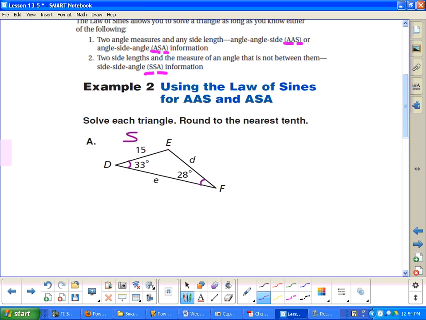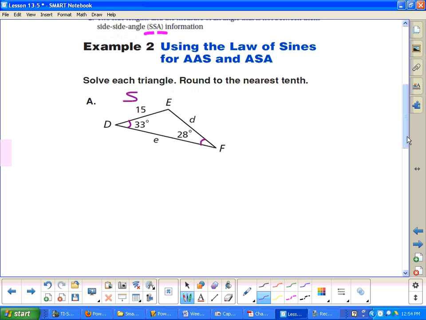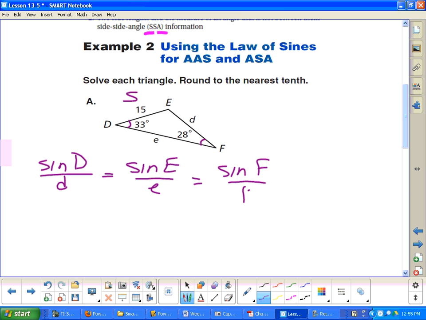First thing I'm going to do is rewrite it with the letters that they give me. Okay? So they give me D, E, and F. So the sine of angle D over side D, sine of angle E over side E, sine of angle F over side F. That's the first thing I'm going to do, write the law of sines using the information they give me as far as labeling.